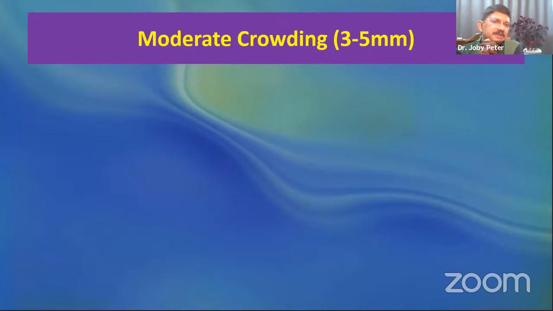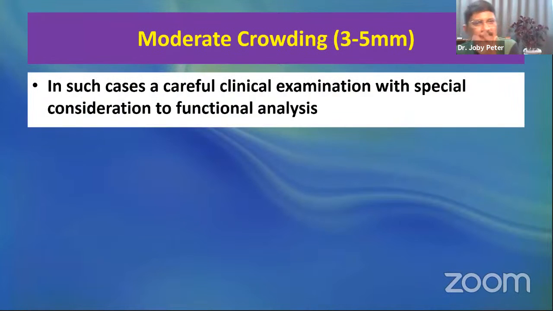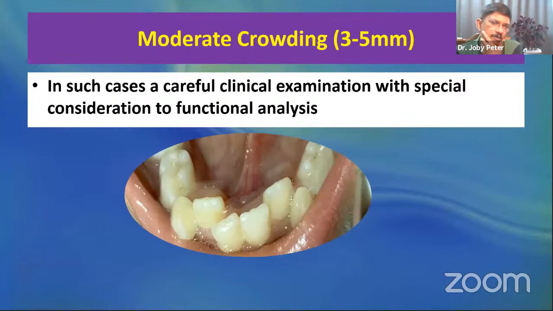Now, moderate crowding. Imagine your model analysis says that the patient has moderate crowding. Can you do that? Again, a functional problem has to be there, because moderate crowding cannot just happen. There can be other reasons for that, but the functional problem has to be addressed.